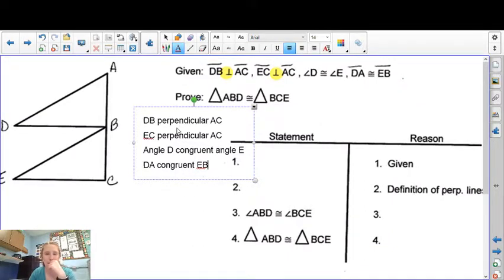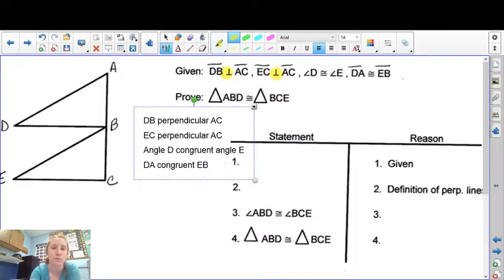Okay, I can't really use the word perpendicular because I see perpendicular down here, so I'm not going to try anything yet. But I can put in my congruence marks for my angles. That's exciting. So angle D is congruent to angle E. Ooh, I can also do a congruent line. DA is congruent to EB. So I've used both of those things. Cool.